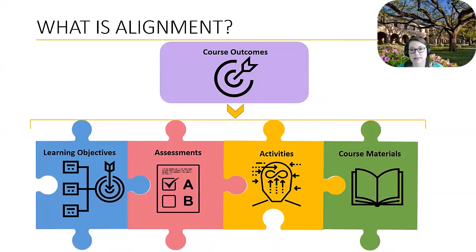So alignment, that's our focus for today. Alignment is the intentional connection between course outcomes, learning objectives, assessments, activities, and materials. If a course you're teaching is aligned, it means that your stated course goals and learning objectives are in harmony with the activities and assessments given to students.